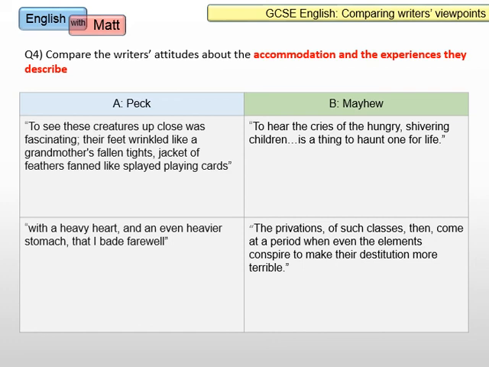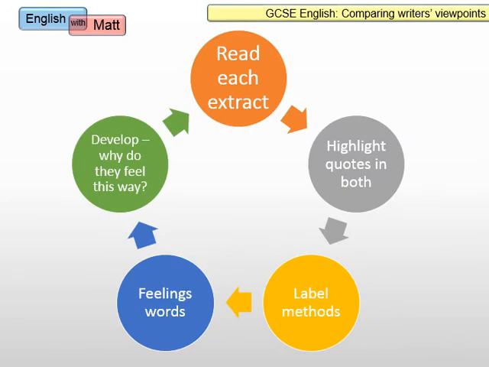So in this table, you can see I've picked 2 quotes from Peck and I've picked 2 quotes from Mayhew. And it's from these quotes I'm going to try and infer what their attitudes are about the castle and the asylum that they are talking about. So we've now done the grey section.